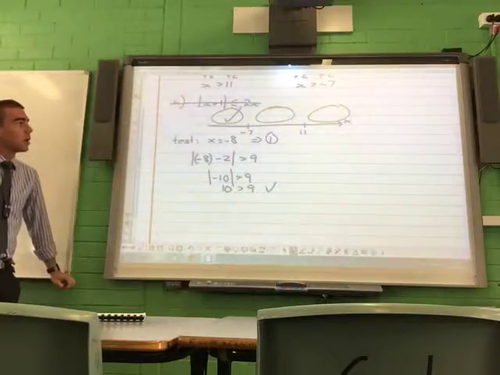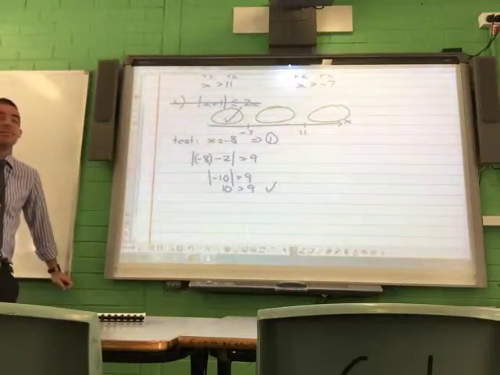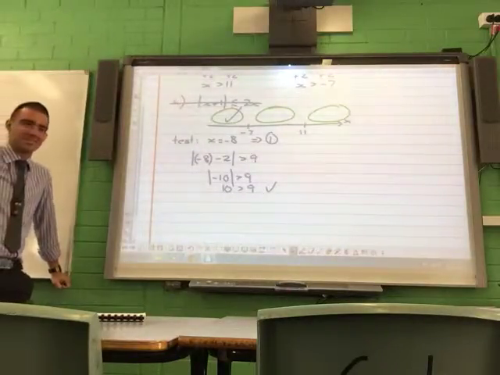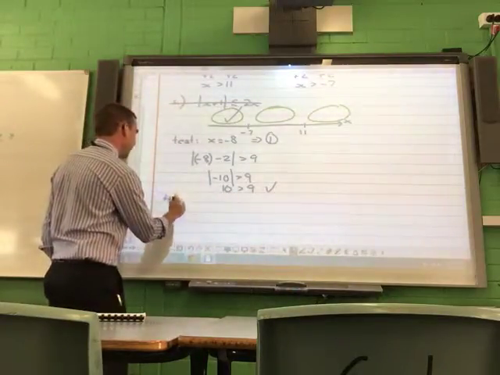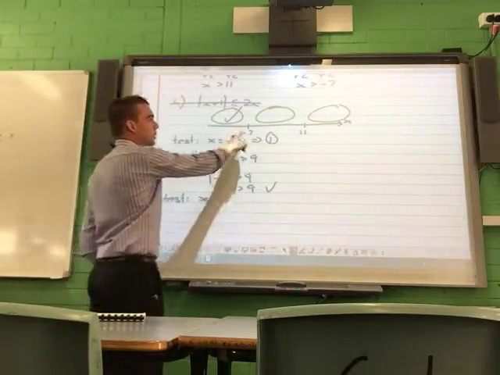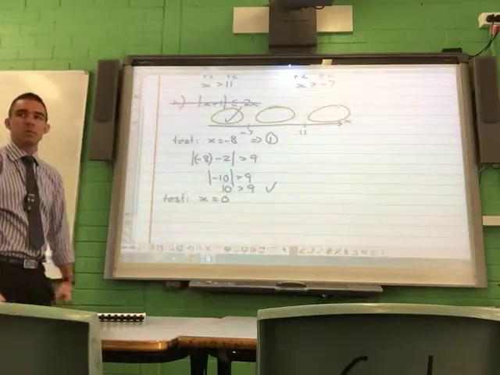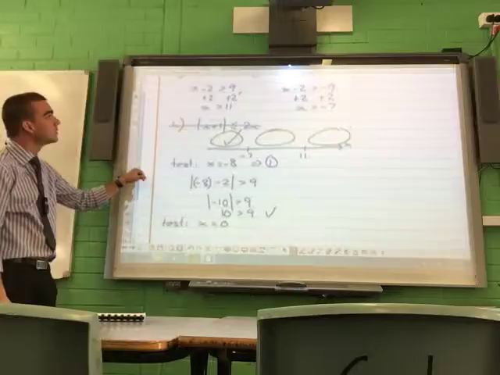Let's check a point between -7 and 11. What's a better point than -2? 0. Don't make life so difficult if you do not need to. X equals 0. So we're checking a point between -7 and 11. Pick simple numbers to work with. Don't pick anything that requires more work than something else.